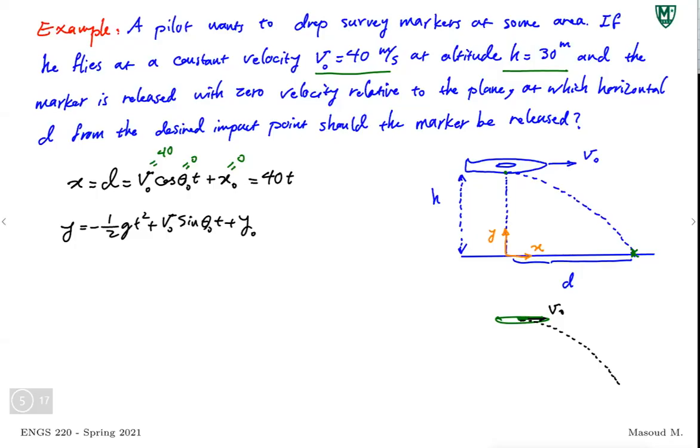Let's take a look. Start from y. What is y? Y is 0, right? Exactly. So where the marker is at the end of the motion, or if I take the xy coordinate the way I put it on this graph or diagram, this becomes 0. Well, minus 1 over 2 g t squared plus t is what we want to find. V naught, we already know it's 40. Theta naught, it's the same story, is 0.